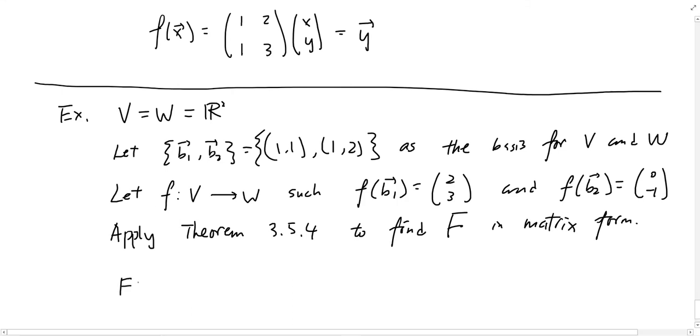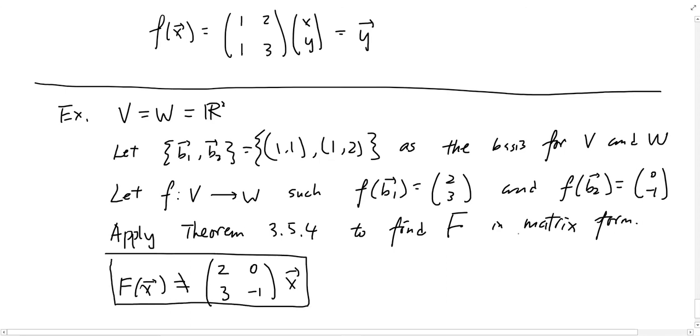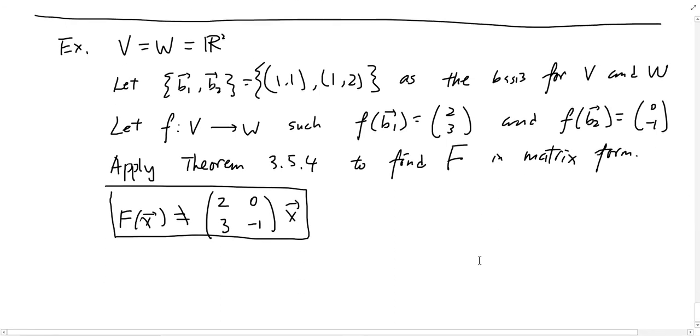This capital F of vector x is not equal to (2, 3), (0, negative 1) times vector x. Why not? Isn't that what is set right here? The problem is that the outputs (2, 3) and (0, negative 1) are in terms of the standard basis, a position vector, but not the coordinate vector relative to the basis that we are in. That's the problem. So what I need to do is rewrite that.